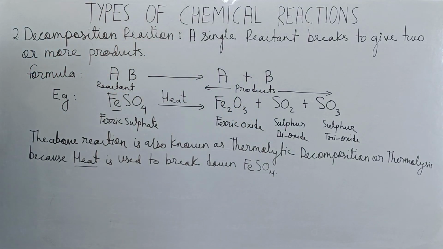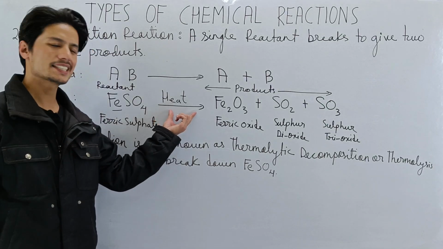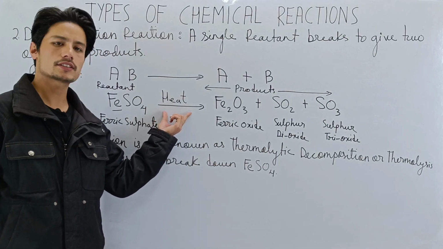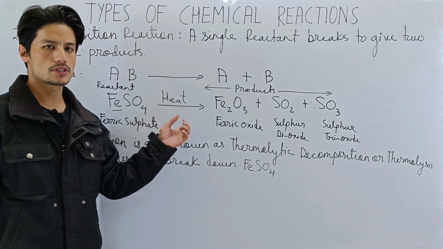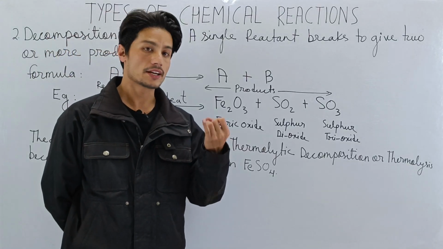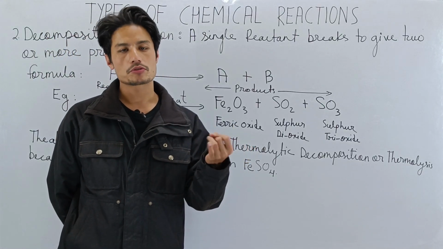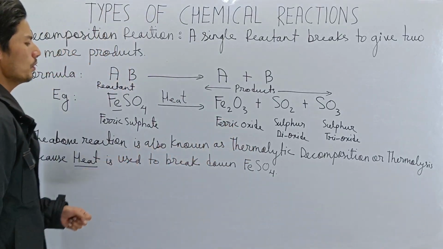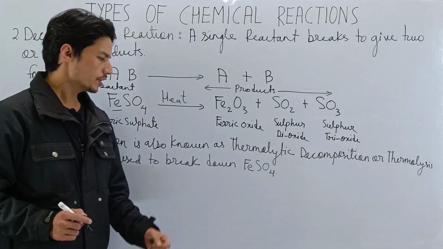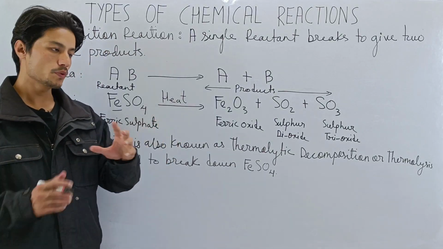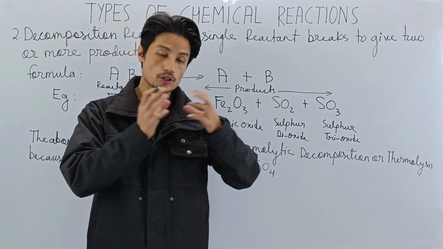Now, heat is not the only external factor which can be used. We can also use electricity, and we can also use light. So let's learn about that. What if we use electricity instead of heat? Because we can use electricity and then we can decompose.